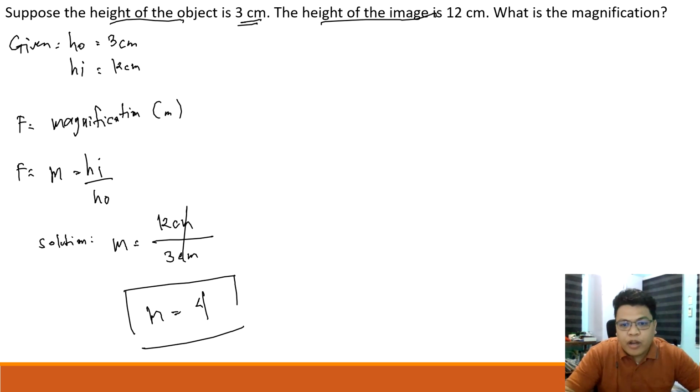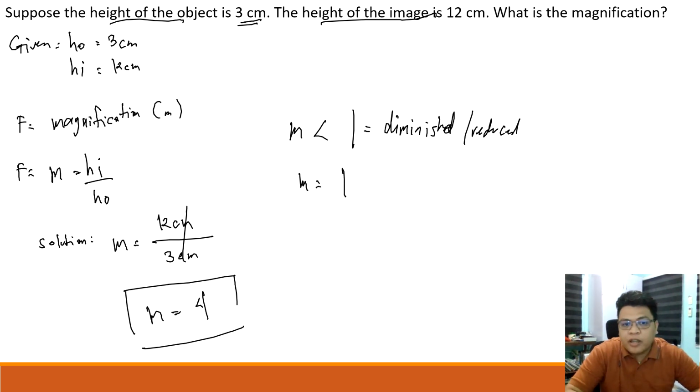Based on our quantities, if our magnification is less than 1, the image is diminished or reduced, or lumiit. If the magnification is equal to 1, meaning it's the same size or same height or same distance. And if our magnification is greater than 1, our image is enlarged or becomes bigger.